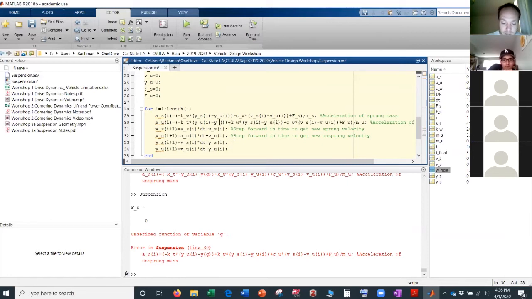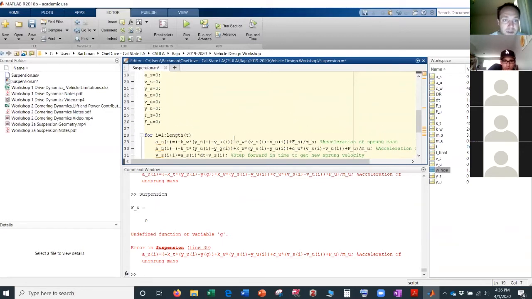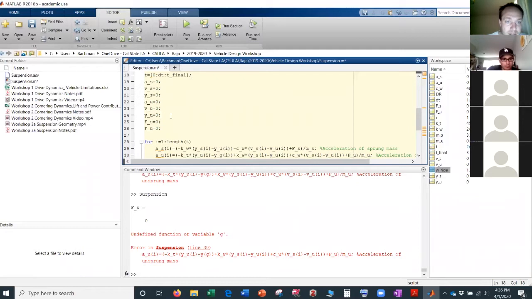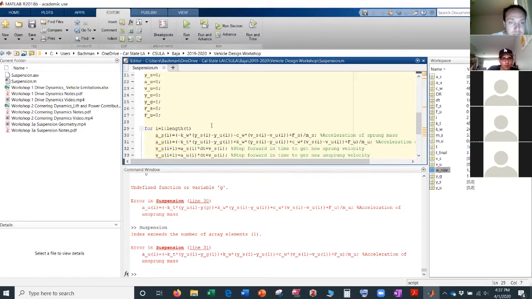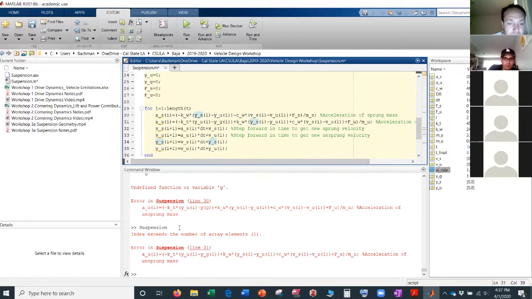So y ground of i. And I need to start off with y ground equals 0. Good catch. Okay. Equals 0 or 1? Oh, sorry, equals 0. So, error in line 31.